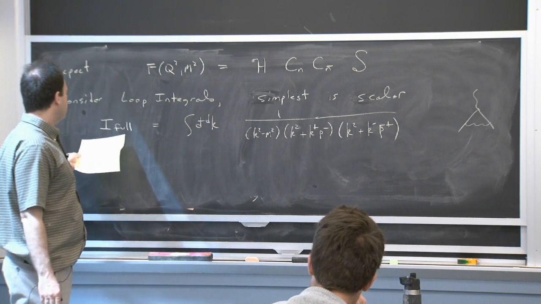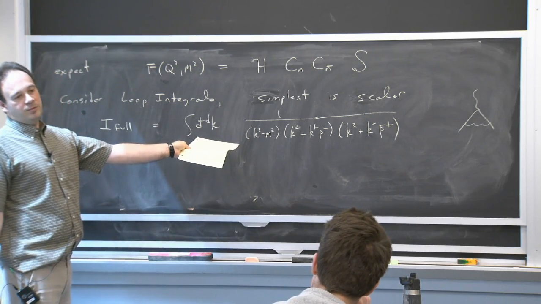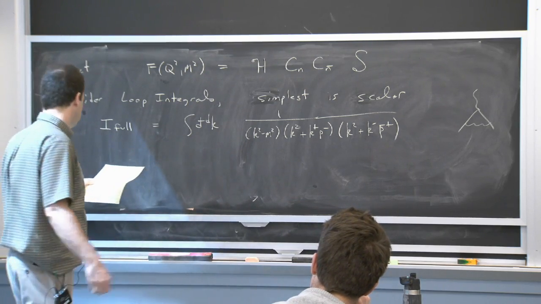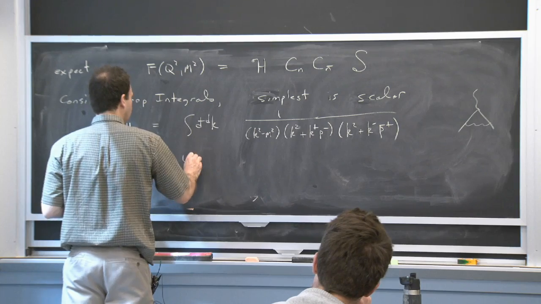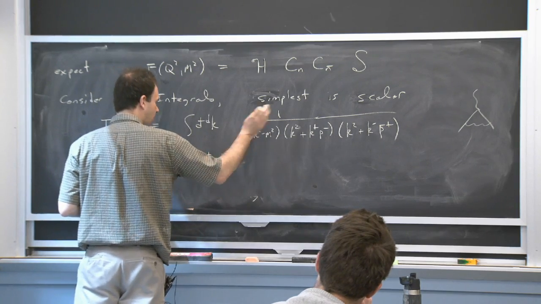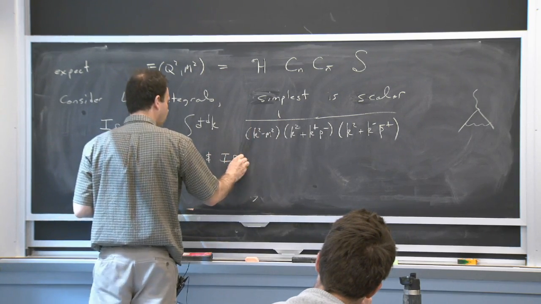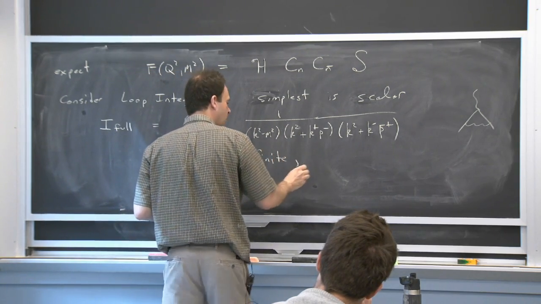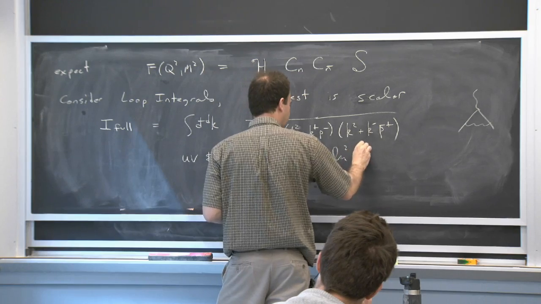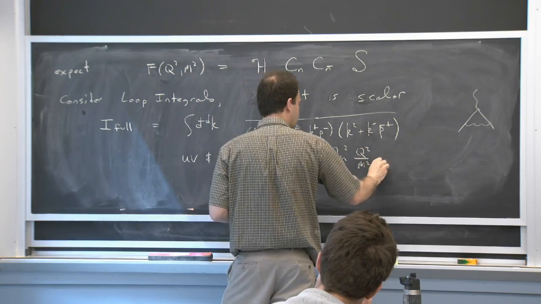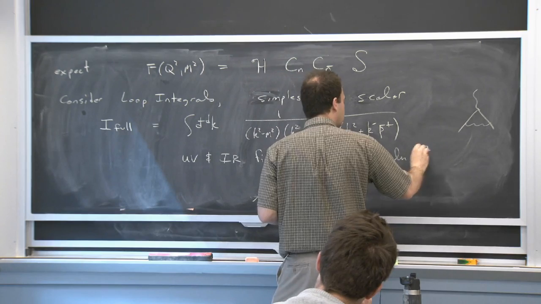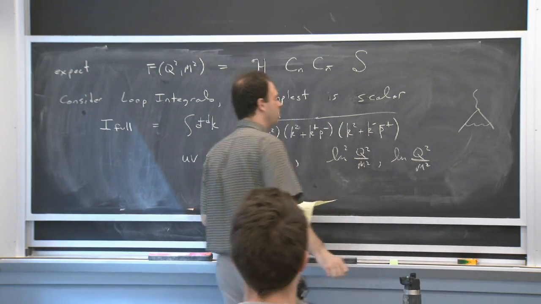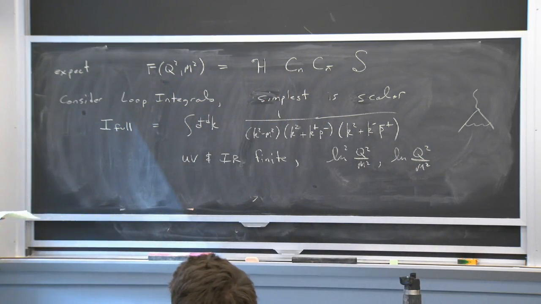If we did this integral in the full theory, this would be both UV and IR finite. So this is just giving you some result that involves logs of q squared over m squared. So it does have double logs of q squared over m squared and single logs of q squared over m squared, but there are no 1 over epsilons.